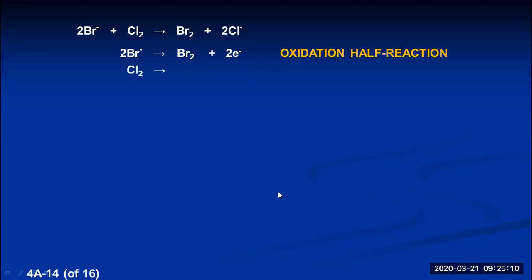The other half reaction is the diatomic chlorine turning into 2 chloride ions. The chlorines are balanced. To balance the charge, I would need to add 2 negative electrons to the left side, and because this reaction is gaining electrons, or the charge of the chlorine is going from 0 down to -1, that's how we know that's the reduction half reaction.